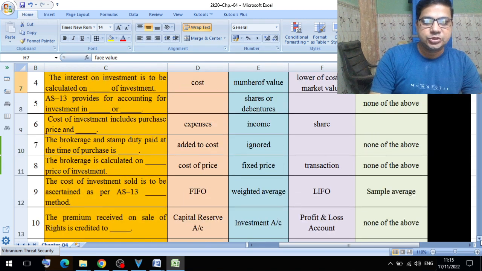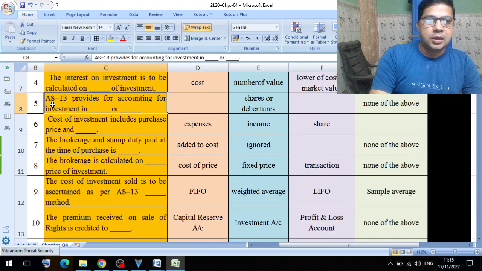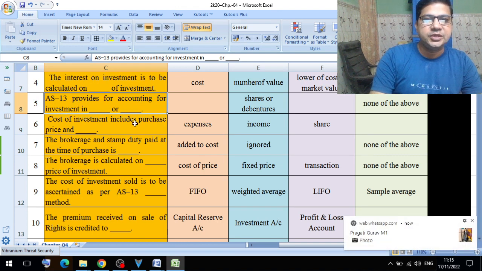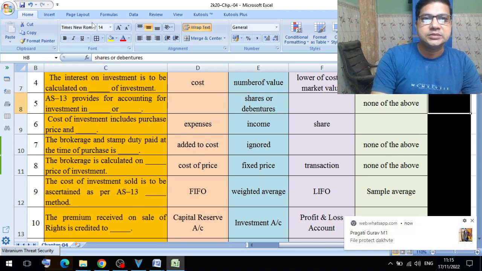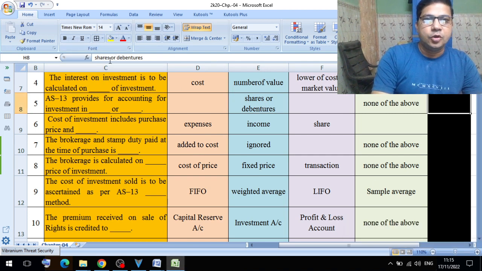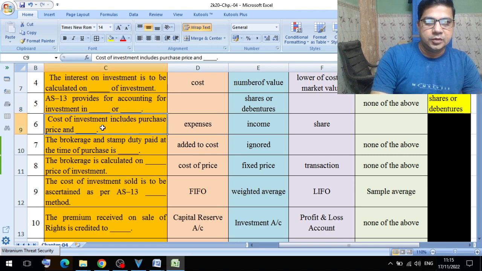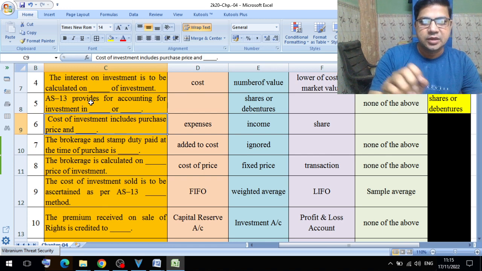Here is the next question: Accounting Standard 13 provides for accounting for investments in dash or dash. Options: shares or debentures, or none of the both. The answer is option shares or debentures. Accounting Standard 13 provides the accounting for investment in shares or debentures.